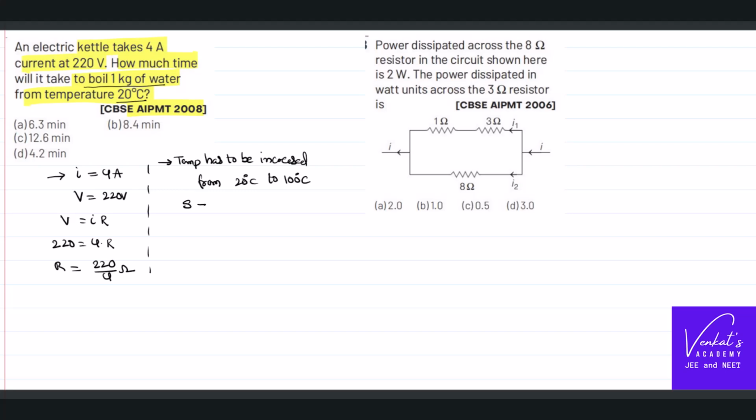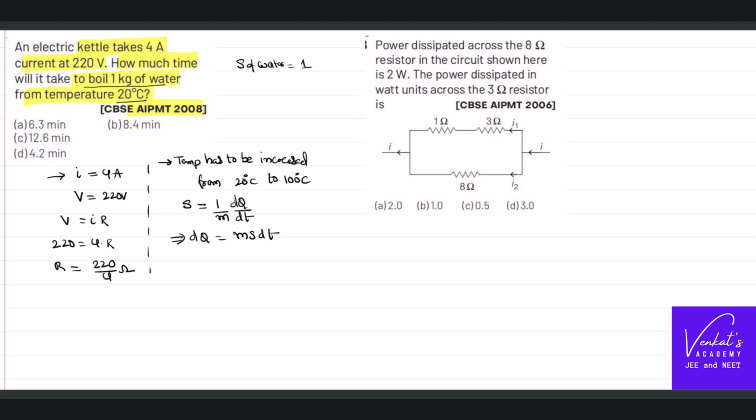We can get it basing on the definition of specific heat. Specific heat is defined as amount of heat required to raise unit mass of substance by 1 degree centigrade. From here I can write dq as ms dt, where m is the mass, s is the specific heat, dt is the temperature change.